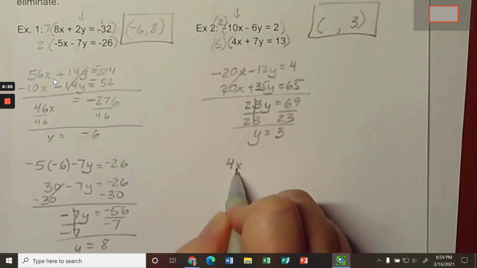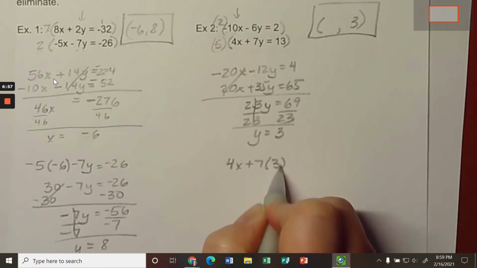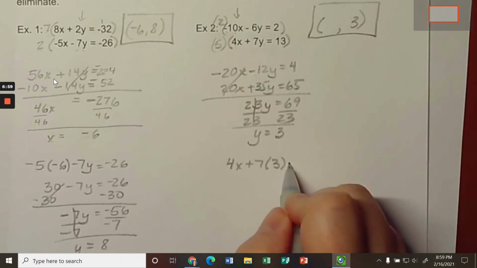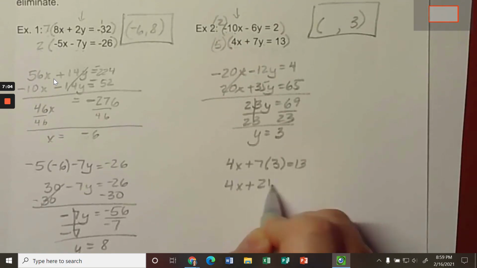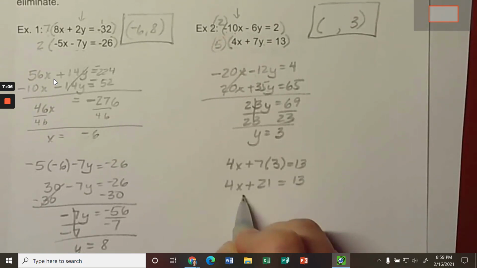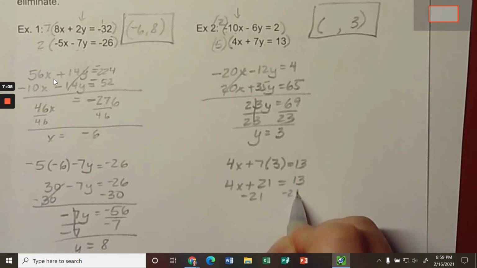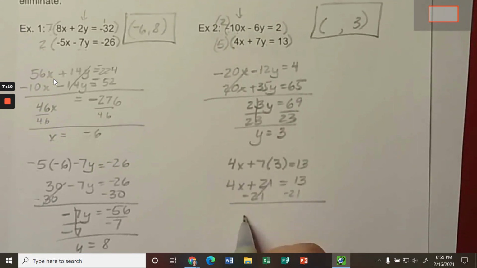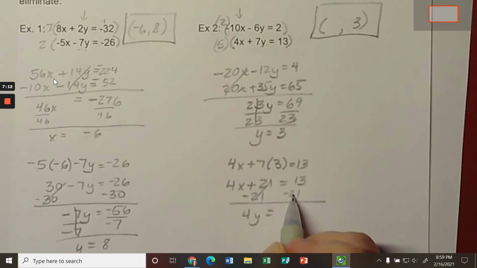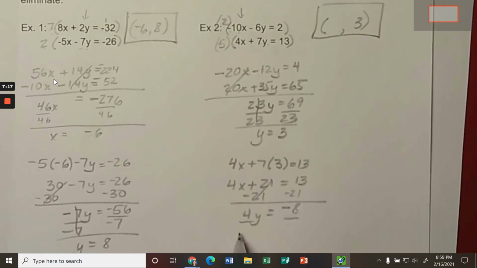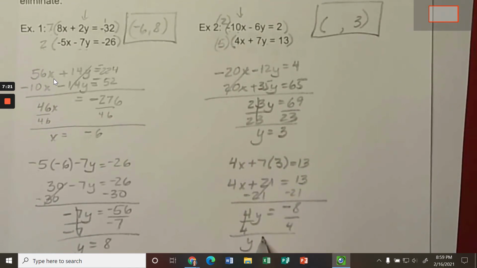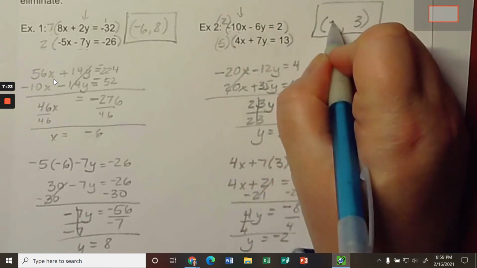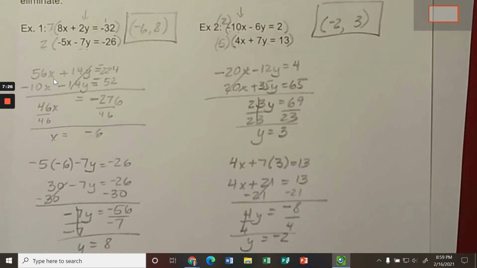4x plus 7 times 3 instead of 7 times y equals 13. So 4x plus 21 equals 13. Subtract 21 from each side, and we get 4x equals, we have more negatives than positives, so negative 8. Then we divide each side by 4 to get x equals negative 2. So negative 2, 3 is our solution.